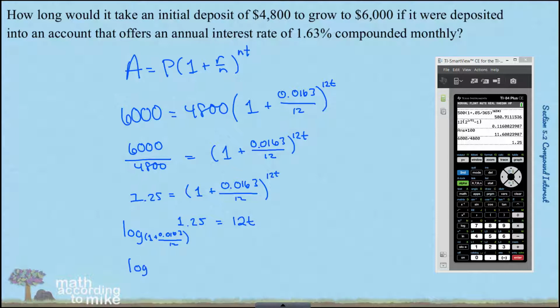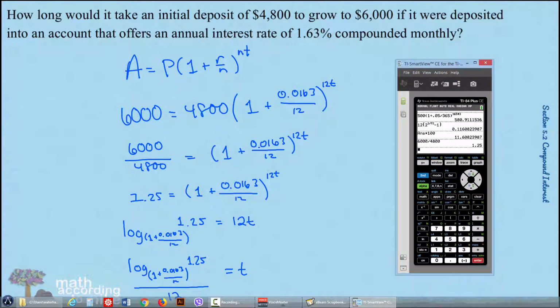Oh, why did I not just copy and paste that? That would have been so much easier. This is taking forever. Oh, I didn't even leave room to divide by 12. Did it. Equals t. So again, we needed logarithms because we needed to solve for something in the exponent.